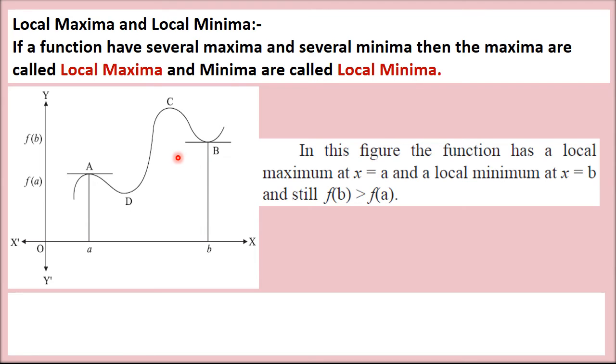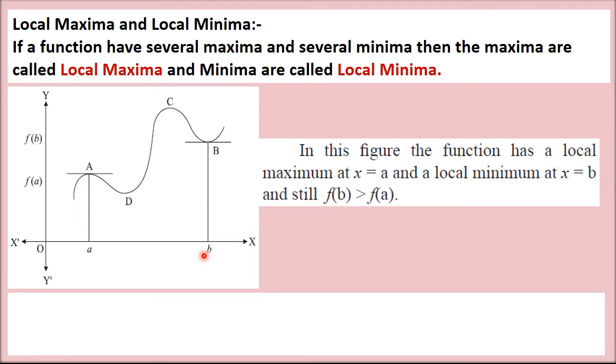Here we have considered 2 points to represent the maximum and minimum values. So at x is equal to a, the function has a local maximum, means at some part of the curve it has a maximum value. And at b, consider f of b as y value, then the function has a local minimum value at x is equal to b, or f of b is the local minimum.